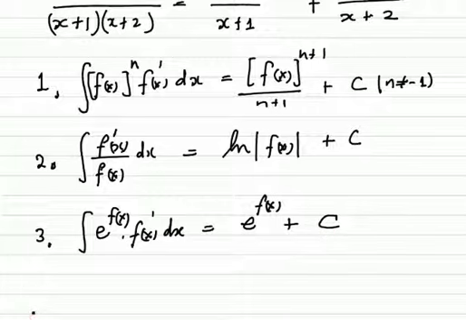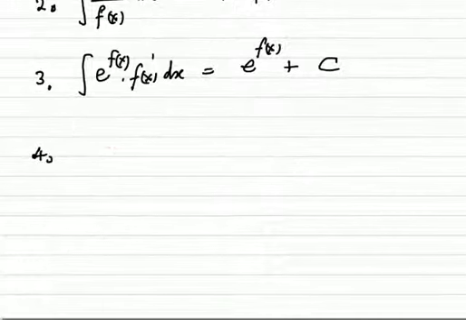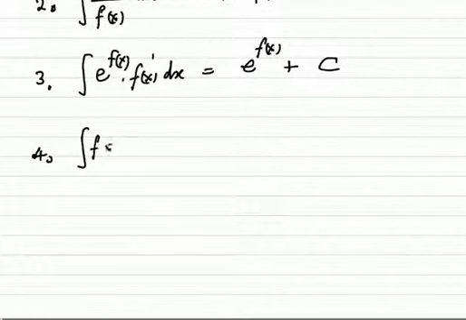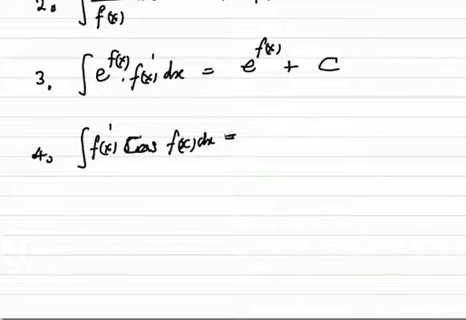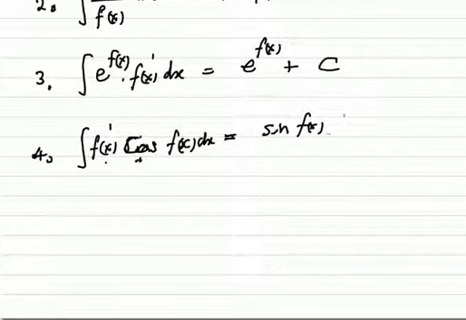Then thirdly, we'll basically come to trig functions. For example, if we take sine, you've got f prime of x cosine f of x dx. So you must know that here you always call upon the immediate derivative of the function which is acting on f of x, and here it is f prime of x. So that will be sine f of x plus c.